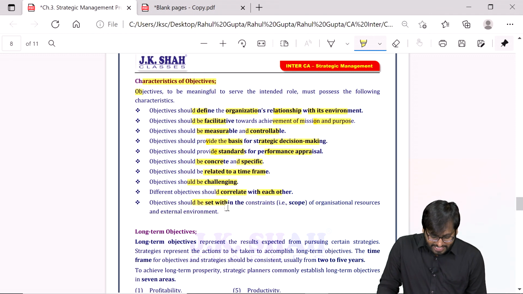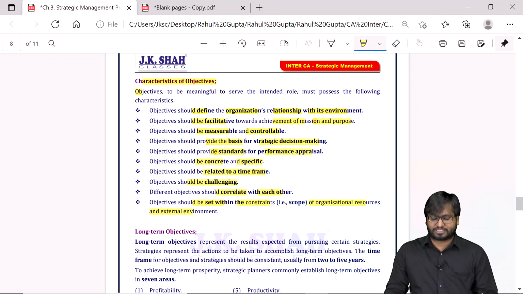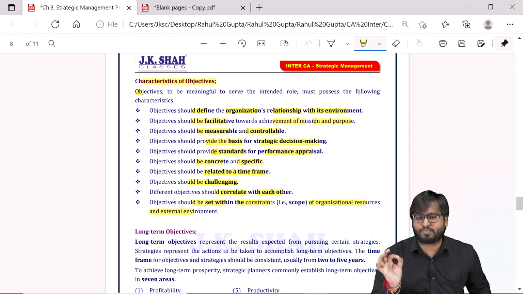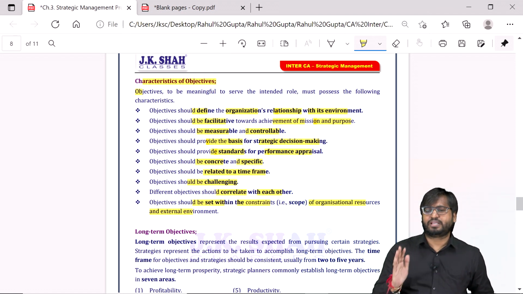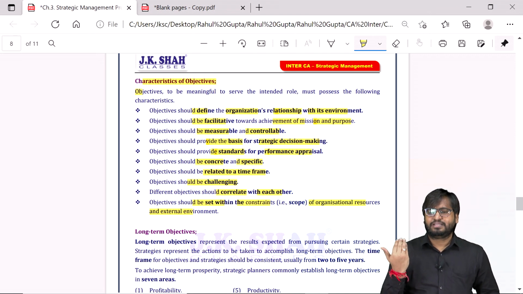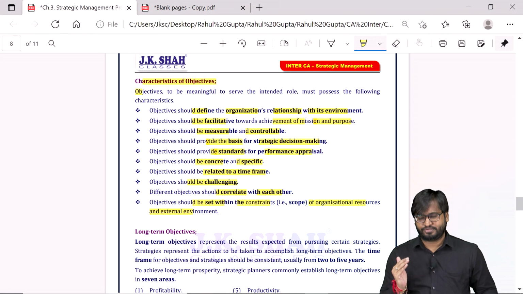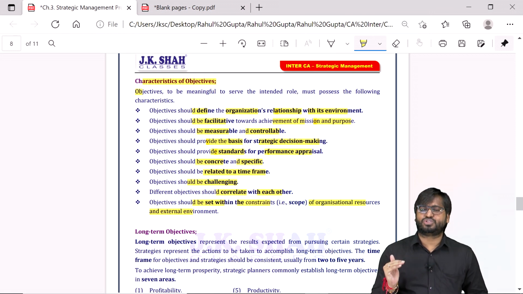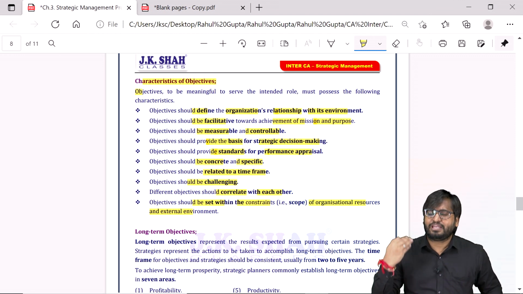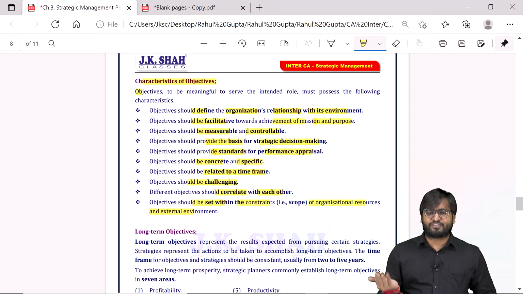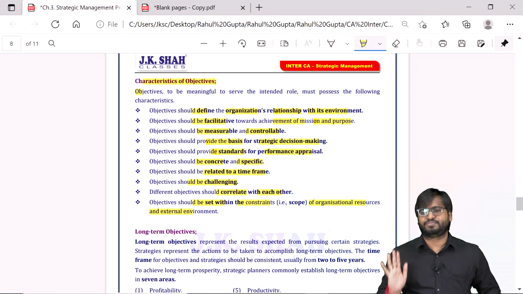Objectives should be set within the constraints of the organizational resources and external environment. Whenever you are framing any objective, you should think about the environment and you should also think about the organizational resources that you have. You will look at your internal resources, organizational resources and capabilities, and you will look at the environment, and thereafter you will set your objectives.